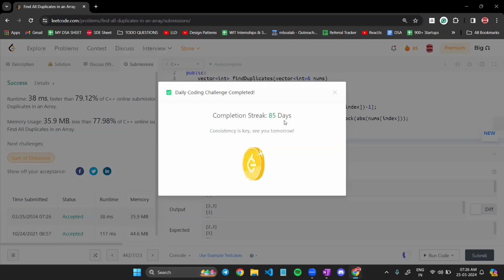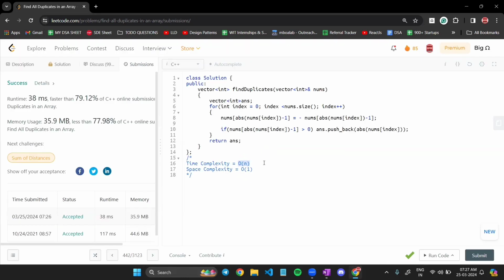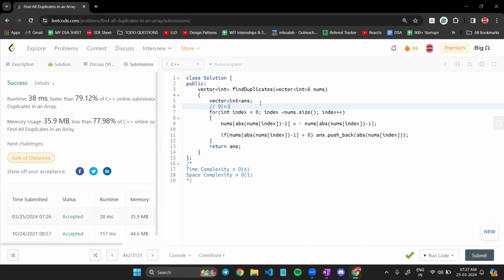Now talking about the time complexity and space complexity. The time complexity is order of n. Why? It's because we can clearly see that we are simply iterating over all the n elements of the array over here, right? So it is costing us a time complexity of order of n. And we are not using any extra space from our end. Therefore, the space complexity is order of 1.